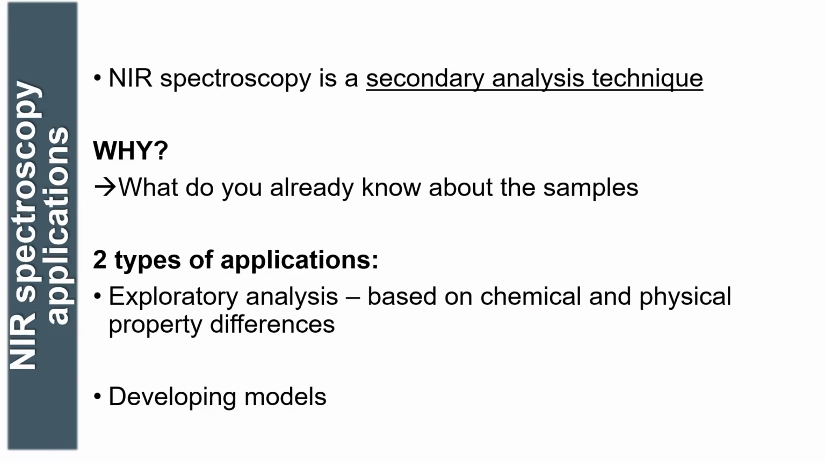Now let's take a look at what we can do with NIR spectroscopy and what you could use it for. NIR spectroscopy is often described as a secondary analysis technique. The reason for this is that it heavily relies on the information that you already know about the sample, and it's based on information derived using other techniques. There are 2 types of applications. One can either use NIR spectroscopy for exploratory analysis or for developing models. Both of these are based on the chemical and physical differences between the samples.